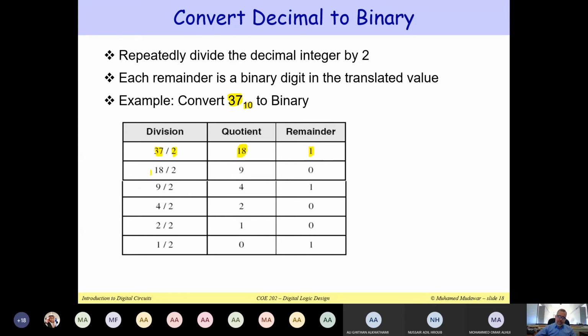We take the 18 and divide it by 2, we get 9, and the remainder is 0. Take the 9, continue dividing it by 2, you get 4, and the remainder is 1, because 9 is odd. Take the 4 and divide it by 2, you get exactly 2, and the remainder is 0. Take the 2, continue. So basically, we continue to divide the quotient by 2. You get 1, and the remainder is 0.